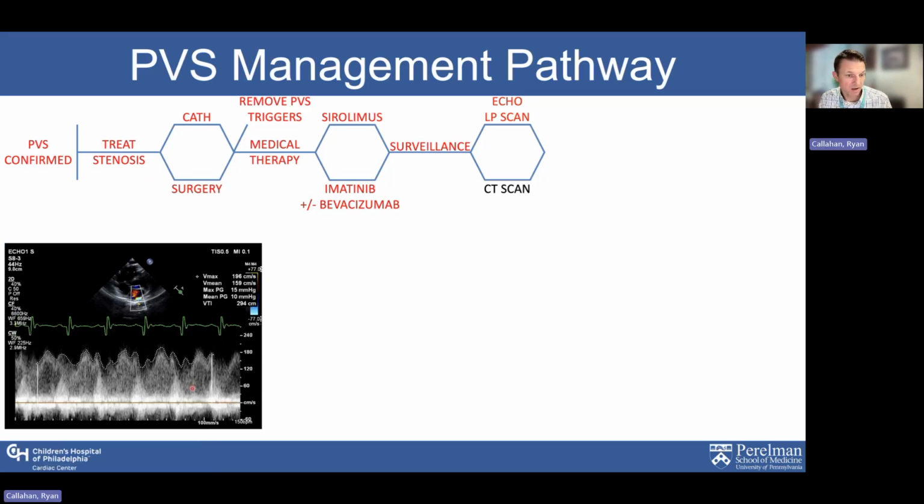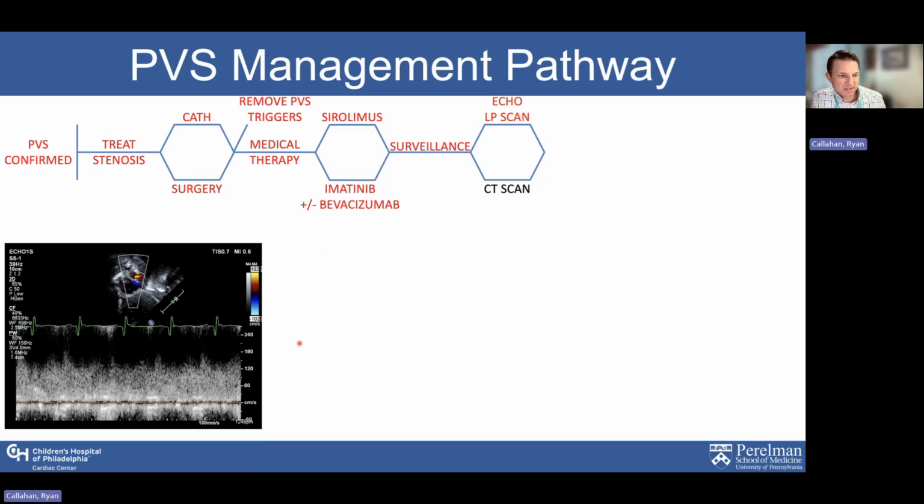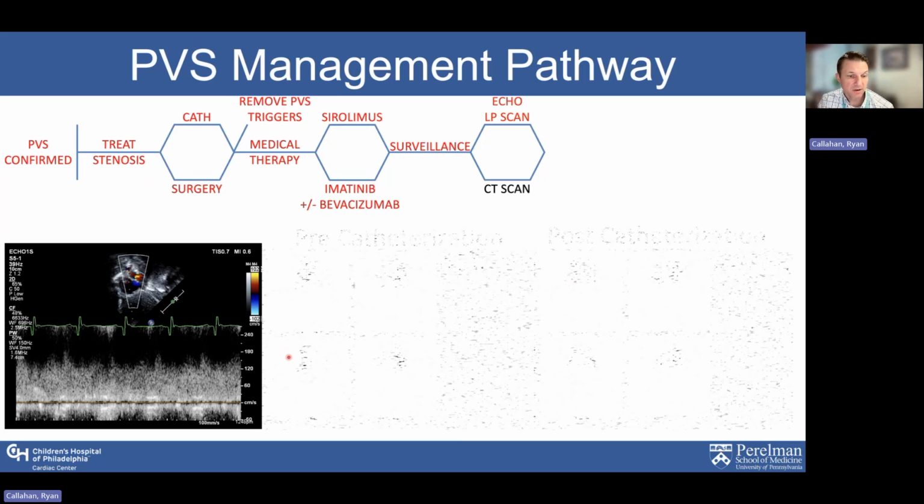And then now a mean of 10, and we're starting to lose... It's not returning to baseline. There's some loss of phasic variability. So the Doppler profile itself is changing. And again, this is the more severe case. So there are different ways to understand the severity of PVS based on echo.